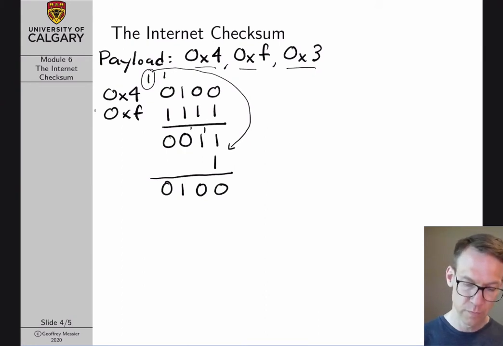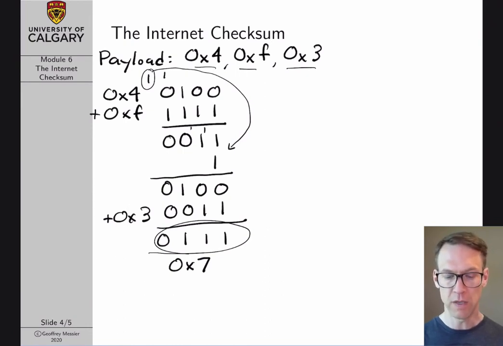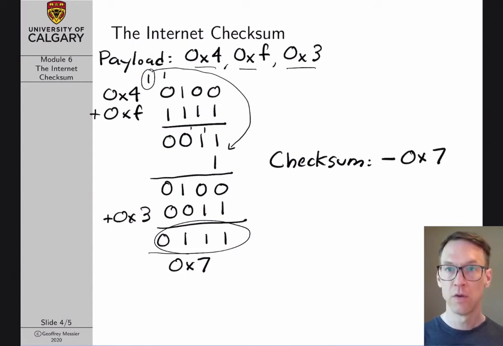And so we add 3, 0, 0, 1, 1. This one's easy. 1, 1, 1, 0. And so the result is equal to 7, which is not surprising, right? Because we added 4 to F, which was 0, added to 3 should give us the result of 7. And so the checksum is equal to negative 0x7, or 1, 0, 0, 0, which is the one's complement representation of negative 7.